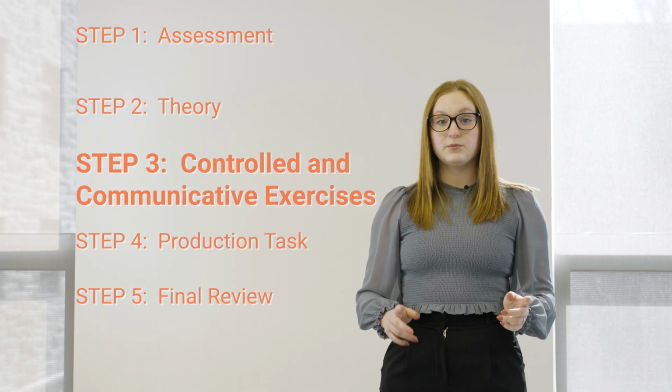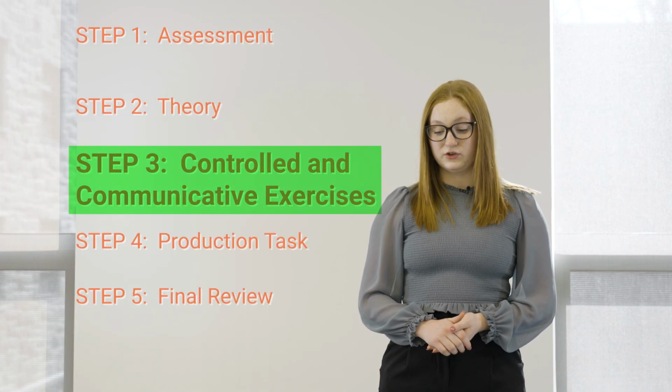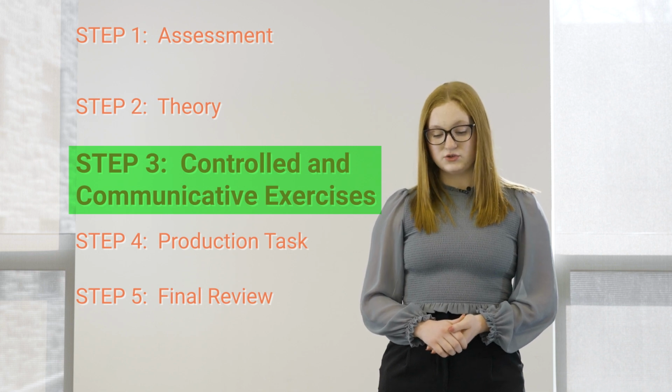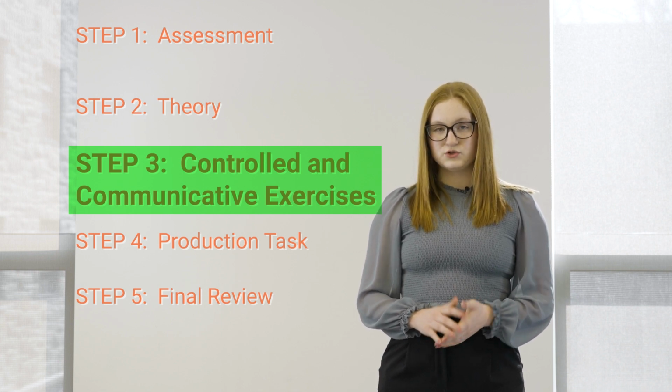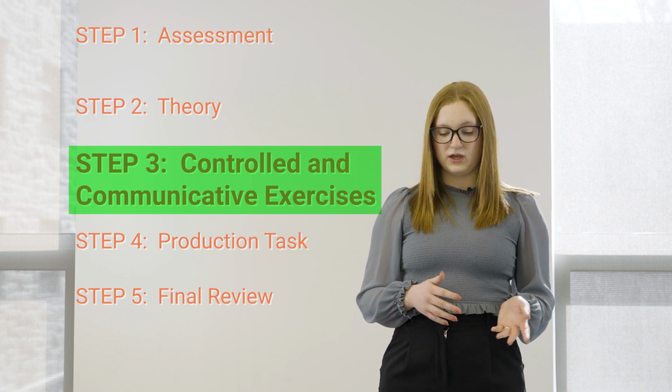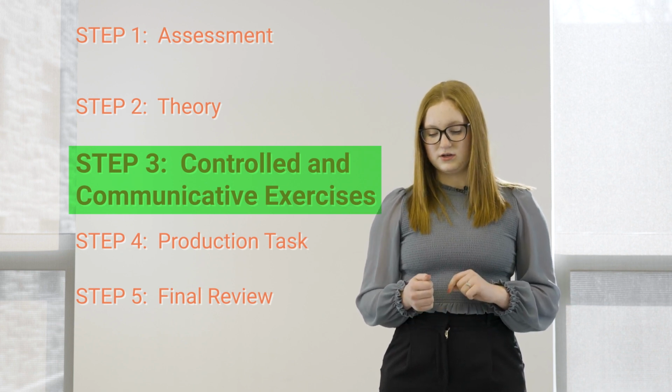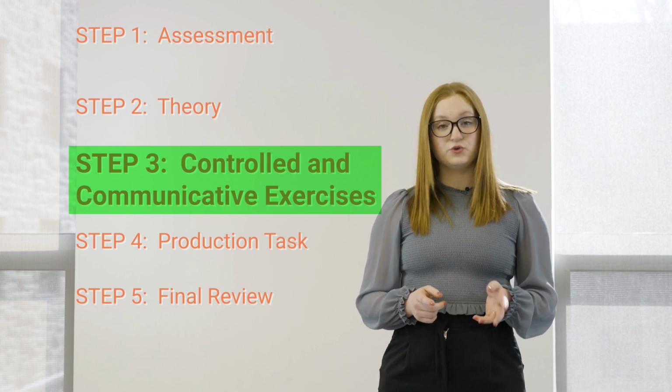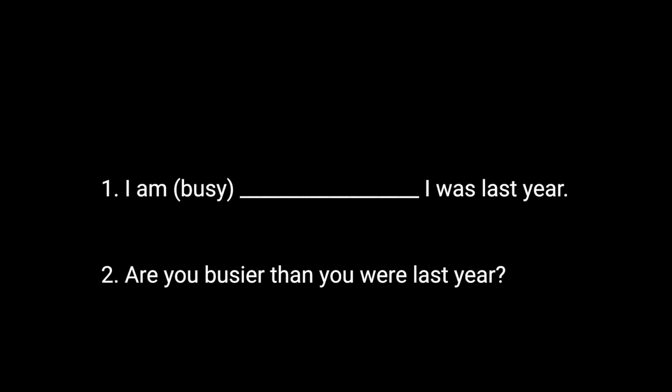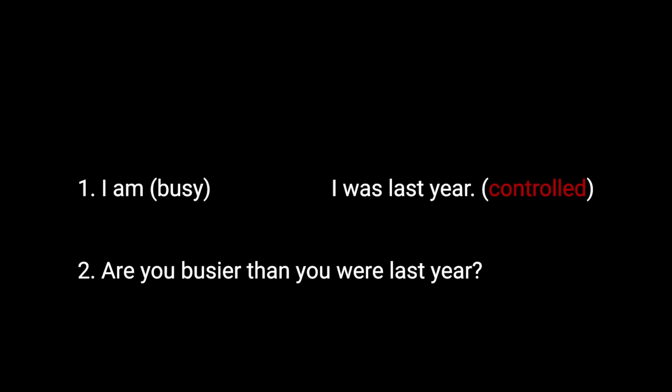In step 3, the controlled and communicative exercises, the tutee practices using the structure. So what is the difference between a controlled and a communicative exercise? Let's look at 2 examples, questions reviewing the comparative form. So the first, which is a fill-in-the-blank question, is an example of a controlled question. Why? Because it only has one correct answer, and in this case, it's busier than.